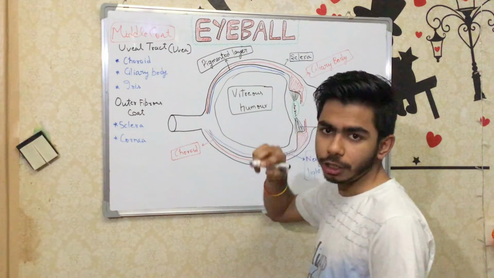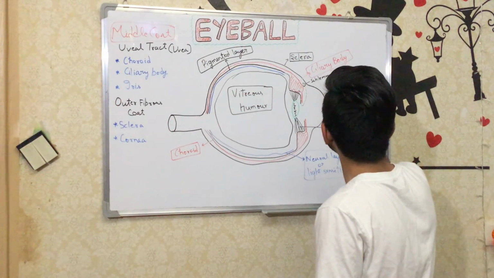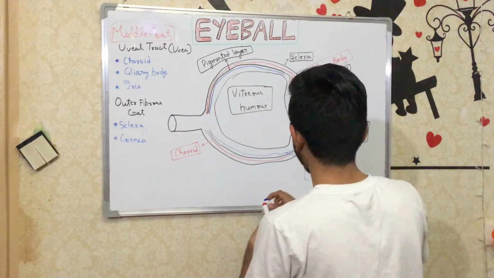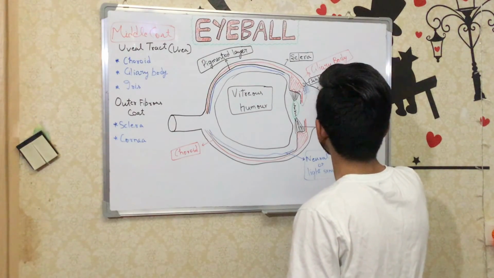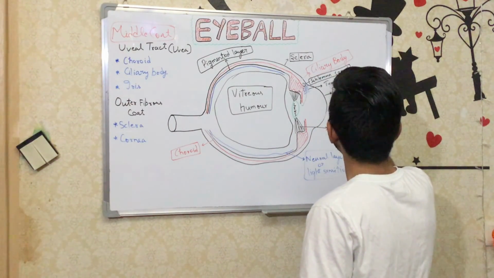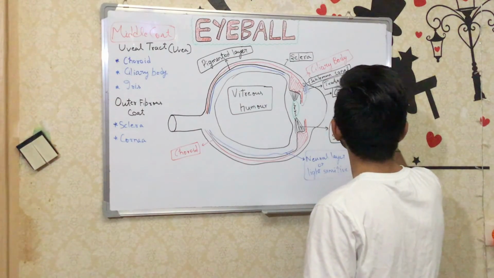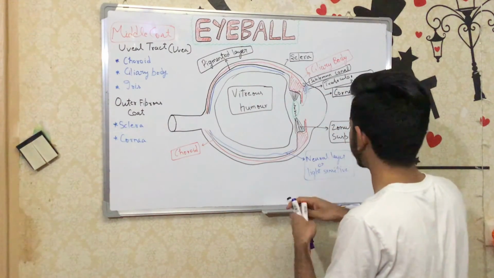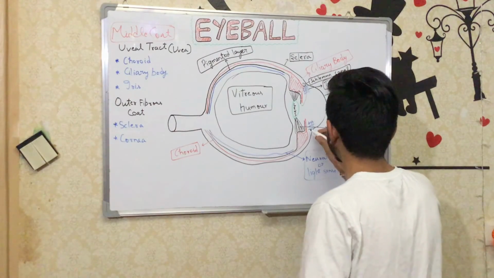and will drain into the Schlemm canal. Here we have the Schlemm canal. But before that, we have the trabecular network over there. Here we have the trabecular network. What is its purpose over there? The same structures are present over here also, the trabecular network and the Schlemm's canal.